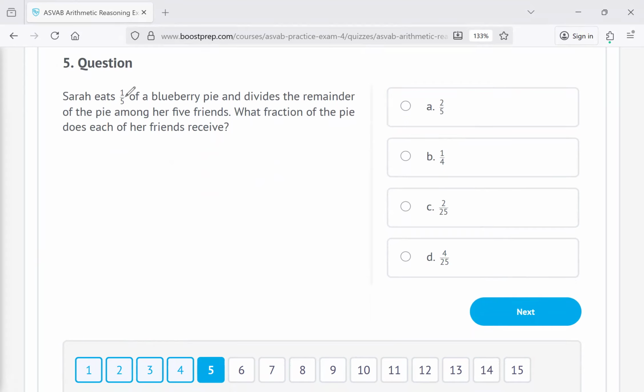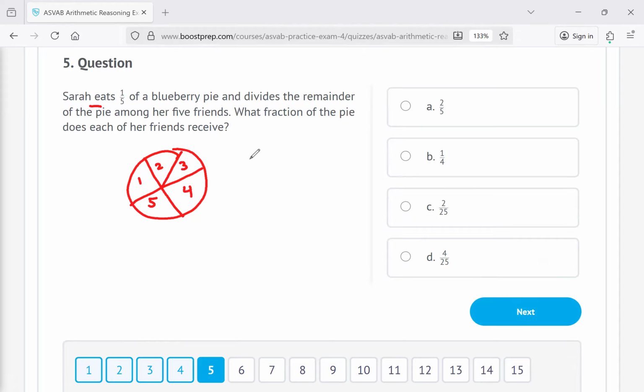Okay, Sarah eats 1/5 of a blueberry pie and divides the remainder of the pie among her 5 friends. What fraction of the pie does each of her friends receive? So this one's a little bit strange. Imagine you have a pie and it's broken into 5 pieces. So here's one, this is four, and these are definitely not even, but you get the idea. There's 5 pieces: one, two, three, 4, 5.